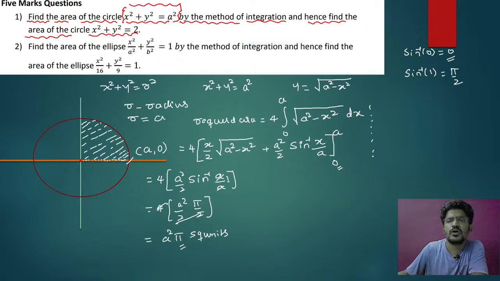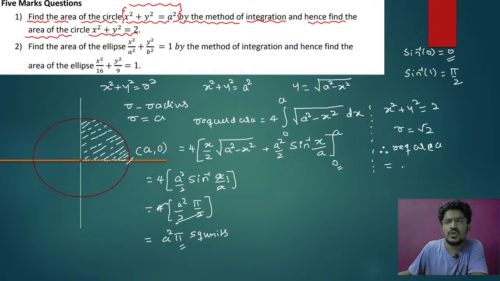So now you go for the problem. You just see what is the problem. Area bounded by the circle x square plus y square equal to 2. So from this you can get r will be equal to root 2. Therefore, the required area equals a square pi. So that a value is root 2, square pi, and it is going to be 2 pi. So your answer is 2 pi. Clear?